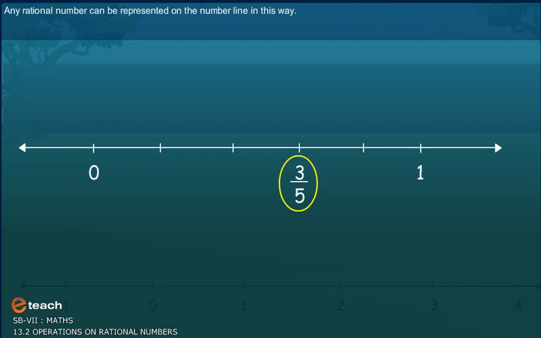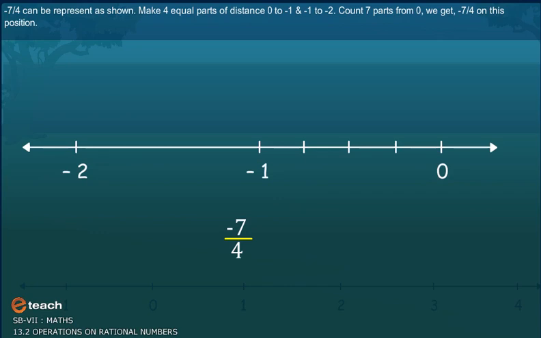Any rational number can be represented on the number line in this way. Minus 7 by 4 can be represented as shown. Make 4 equal parts of distance 0 to minus 1 and minus 1 to minus 2. Count 7 parts from 0. We get minus 7 by 4 on this position.